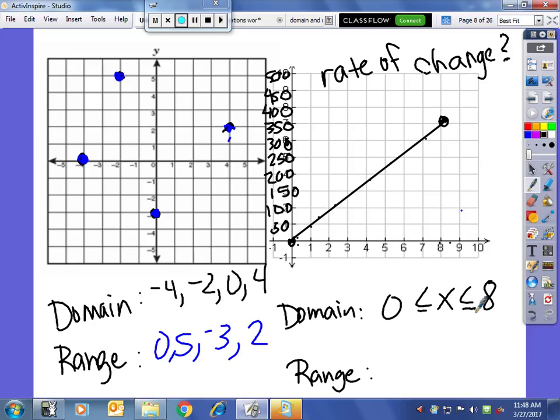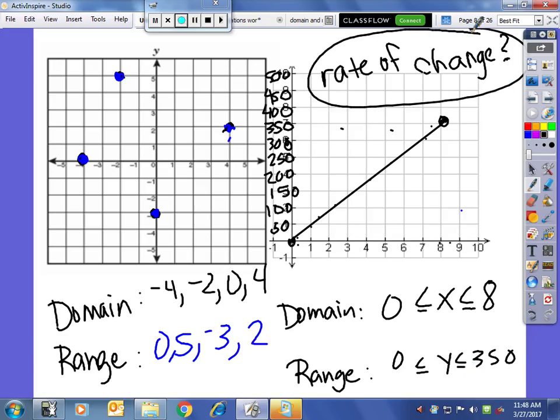What's the range values? What's the lowest range value? 0. And what's the highest? 350. And all of the other y values are somewhere in between. So big difference on how you report domain and range depending on the picture.